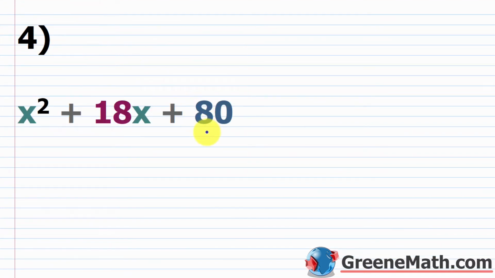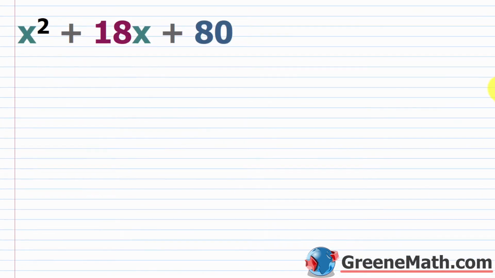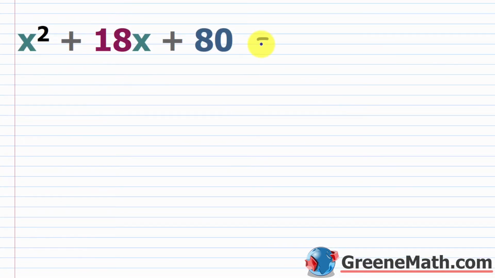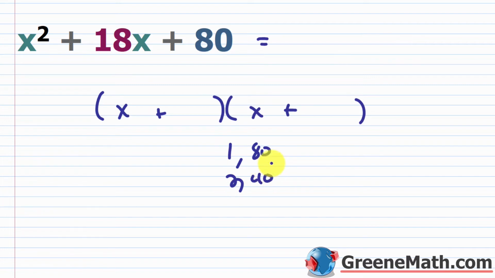All right, let's look at problem number 4. So we have x squared plus 18x plus 80. Okay, so again, let me set this up like this and like this. Everything is positive, so let me put the pluses in there. And so for 18 and 80, let's think about this. So 80, you can do 1 and 80, that's not going to work. You can do 2 and 40, that's not going to work.